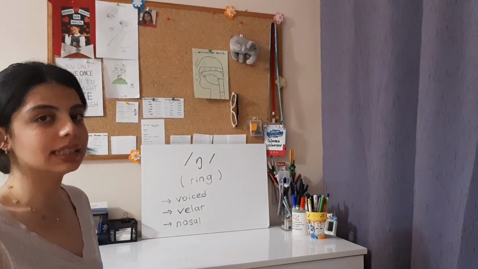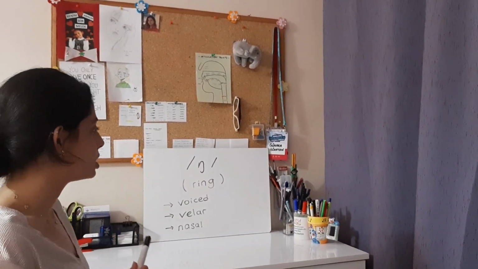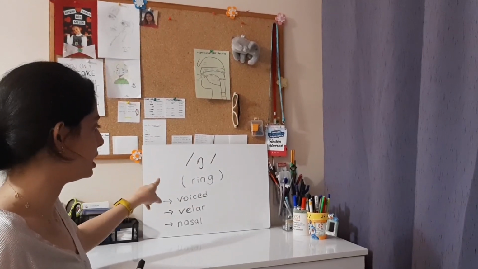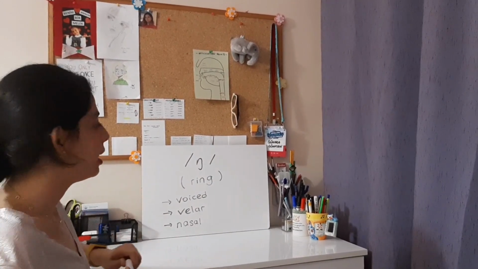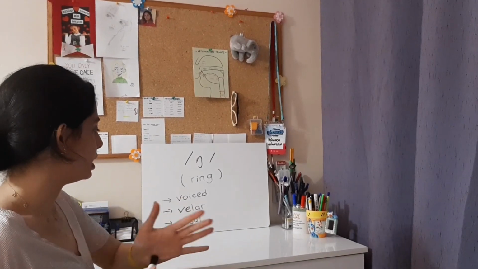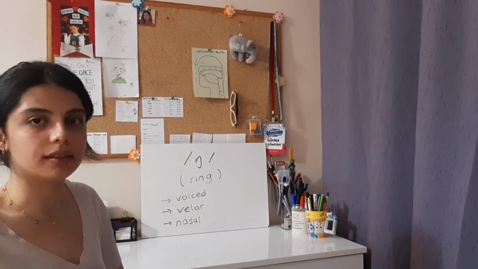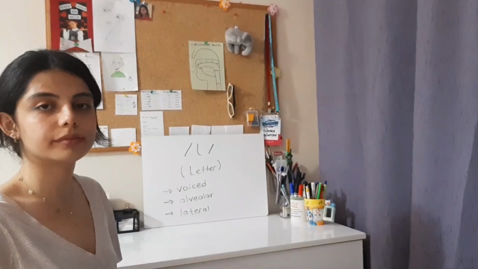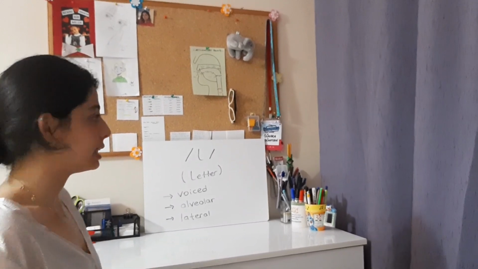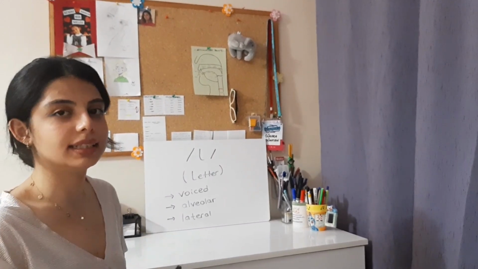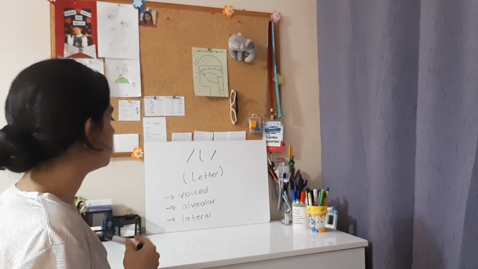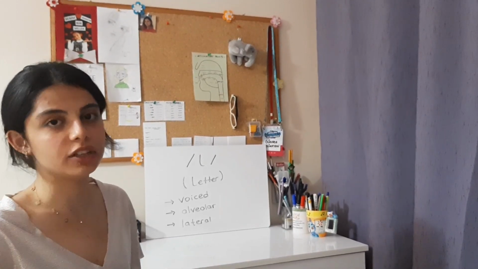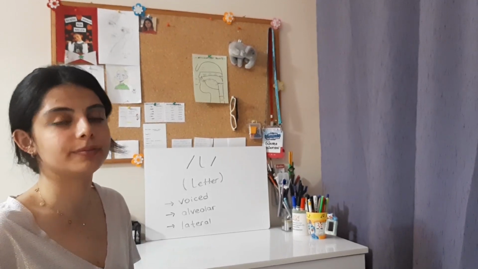The other consonant is eng. The eng sound, as you can see in the example, we pronounce it as in ring. Its voice sound, its place of articulation is velar, and its manner of articulation is nasal. The next consonant is l, as in leather. Its voice sound, its place of articulation is alveolar, and its manner of articulation is lateral.